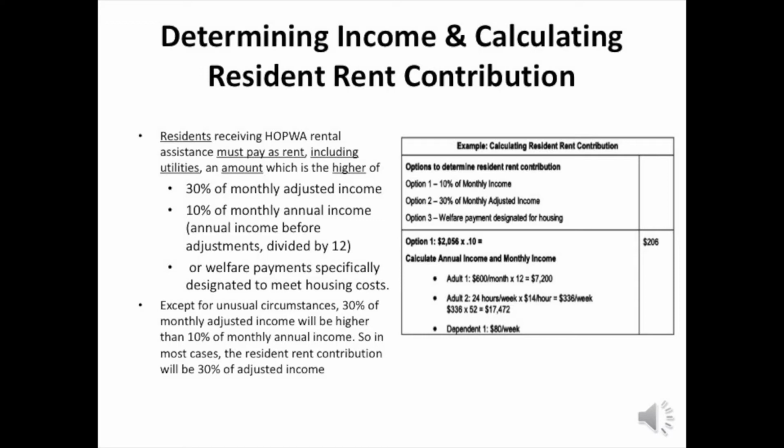Residents receiving HOPWA rental assistance must pay as rent, including utilities, an amount which is the higher of 30% of monthly adjusted income, 10% of monthly annual income before adjustments, or welfare payments specifically designated to meet housing costs. Except for unusual circumstances, 30% of monthly adjusted income will be higher than 10% of monthly annual income. So in most cases, the resident rent contribution will be 30% of the adjusted income.